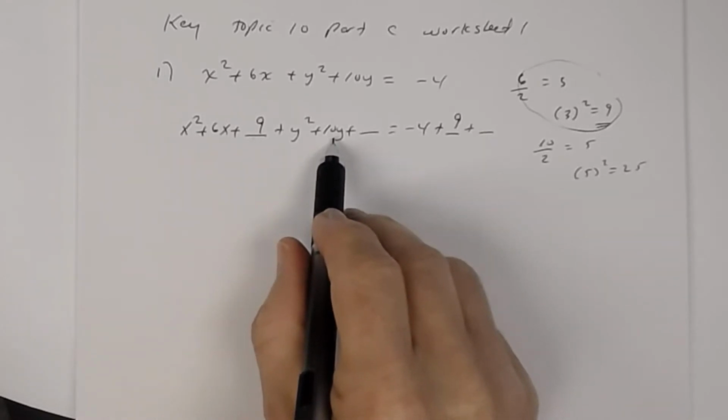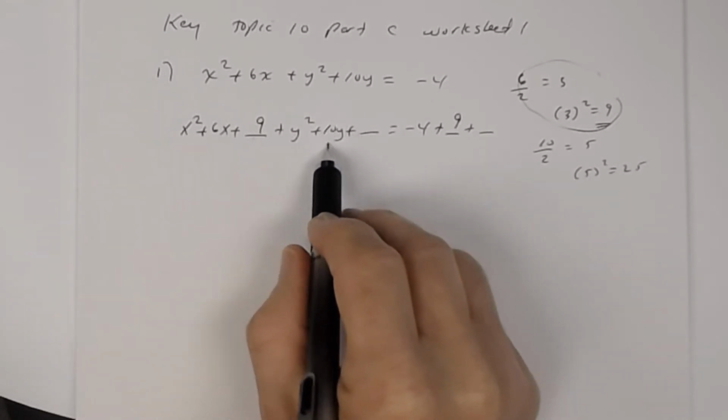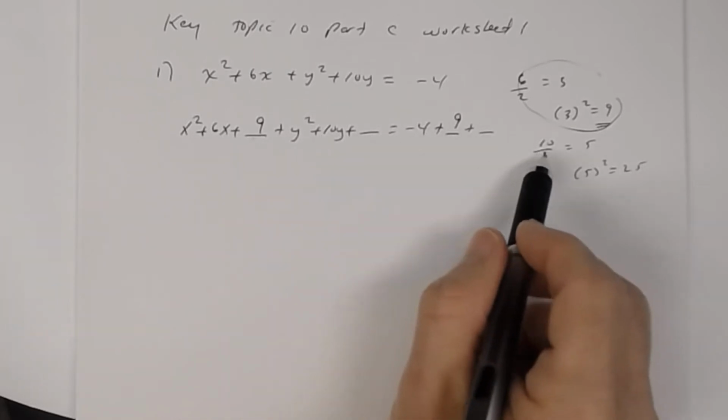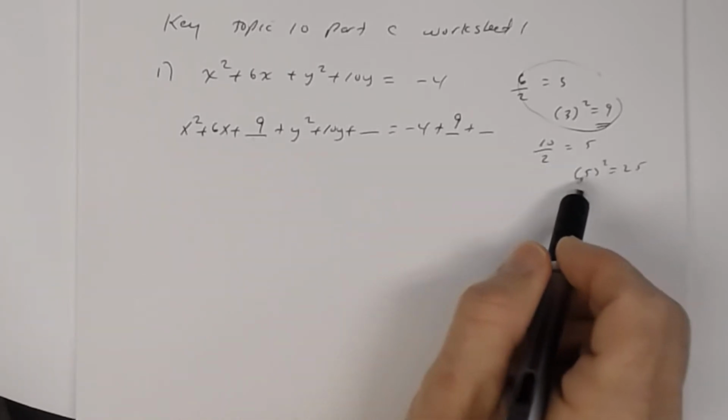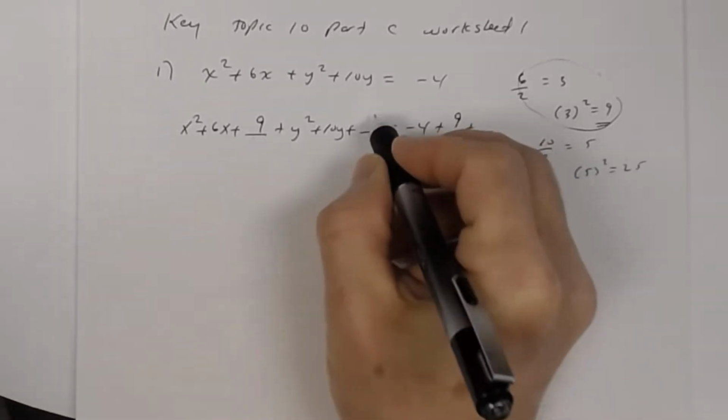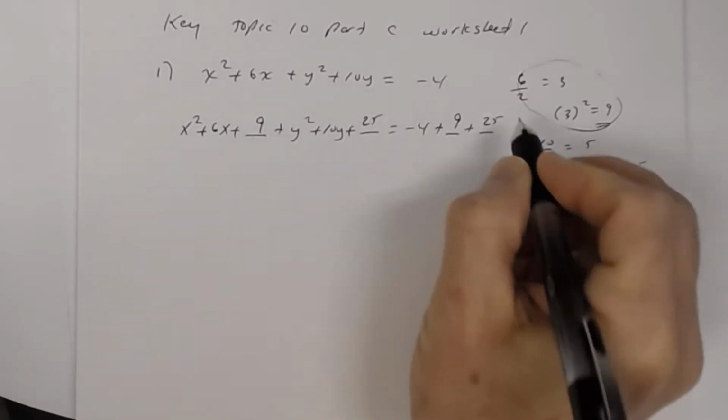We do the same thing with the y's. I'm going to take the coefficient of y, which is +10, divide it by 2, I get 5, and square it, I get 25. I add 25 to both sides.